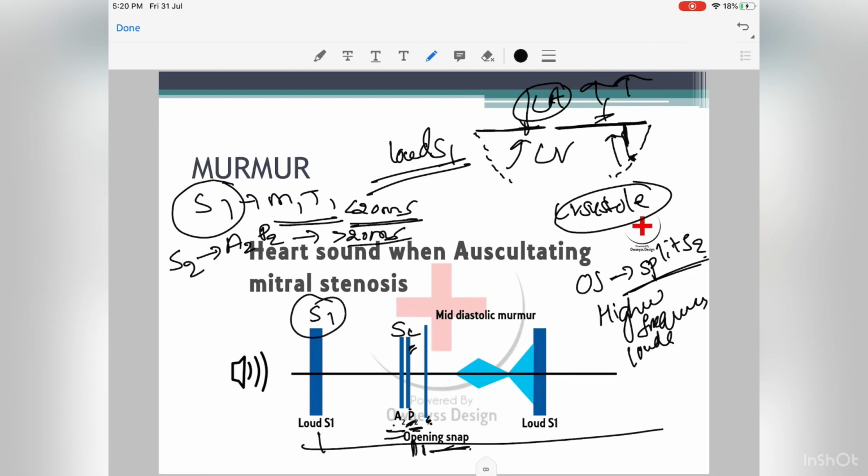Now how do you know that S1 is loud? One thing is that you can compare it with your own heartbeat, that is, auscultate yourself, then auscultate the patient. That is one way you can do it.